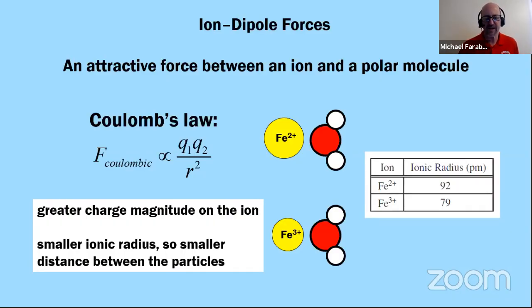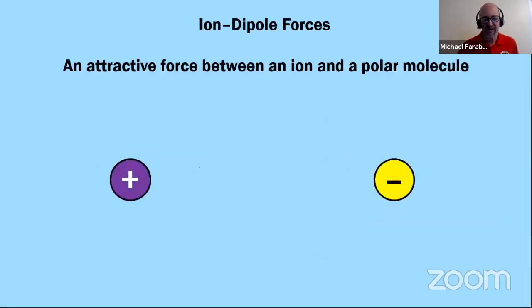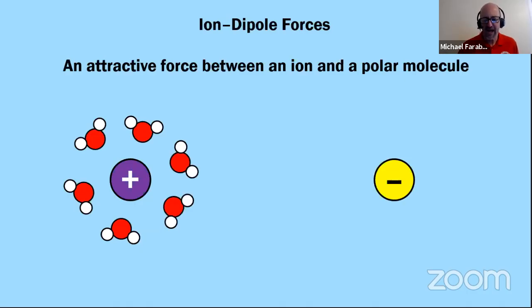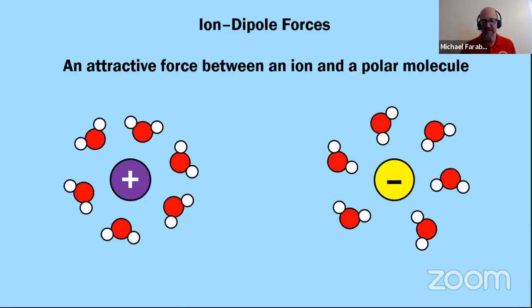So the attractive force between an ion and a polar molecule. Water is often the example. So I'm putting some water molecules around this cation, and I'm putting some water molecules around this anion. Look closely at the way I have oriented these water molecules. The negative end of the water molecule is going to be the oxygen, and the positive end of the water molecule is the hydrogen. So they tend to orient with a specific directionality, the ion dipole force. So pay attention to that if you have to draw a particle diagram, the orientation of the water molecule so that the opposite charges are attracted.